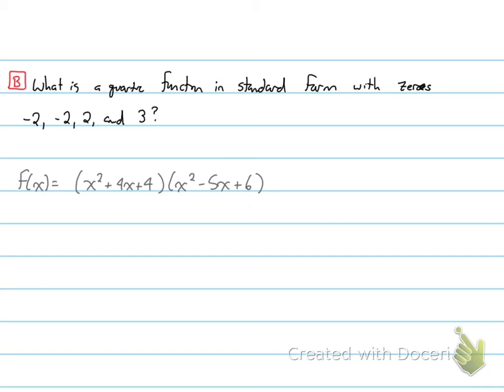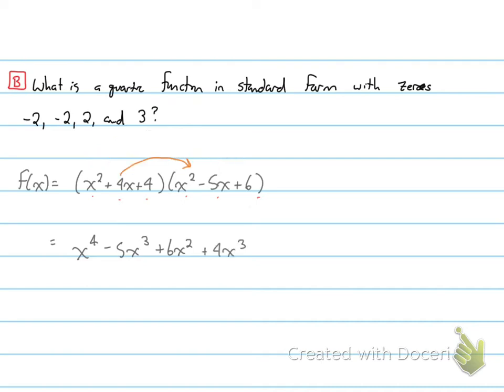Keep in mind here, again, I'm multiplying 3 terms by 3 terms. I should have 9 terms after I fully multiply everything. So to start here, x squared times x squared will give me x to the 4th, minus 5x cubed, plus 6x squared. Now to that next term, 4x, I'll do the same thing.